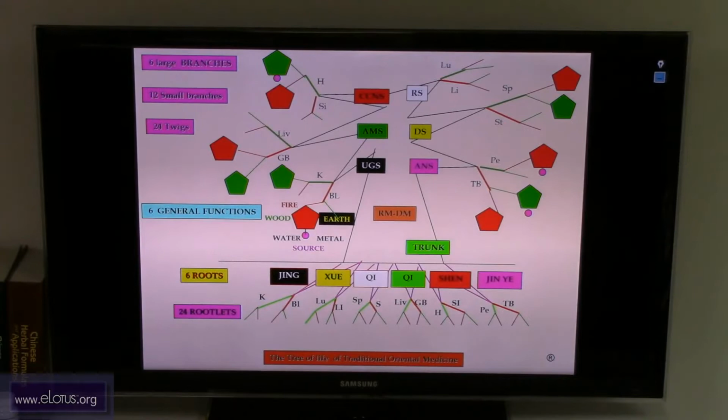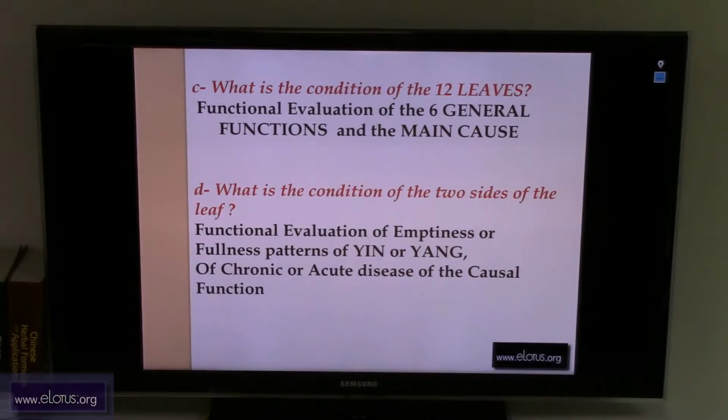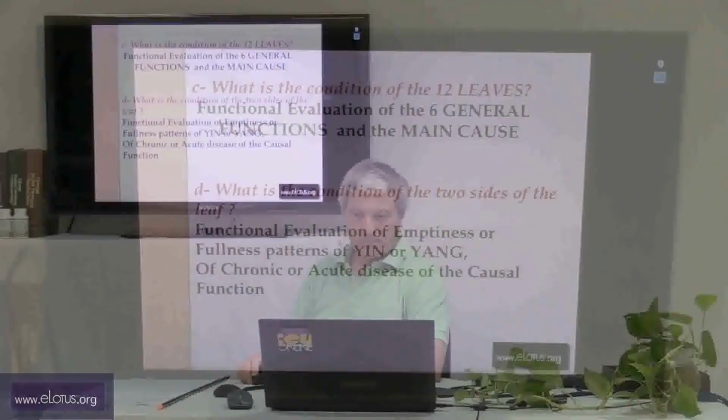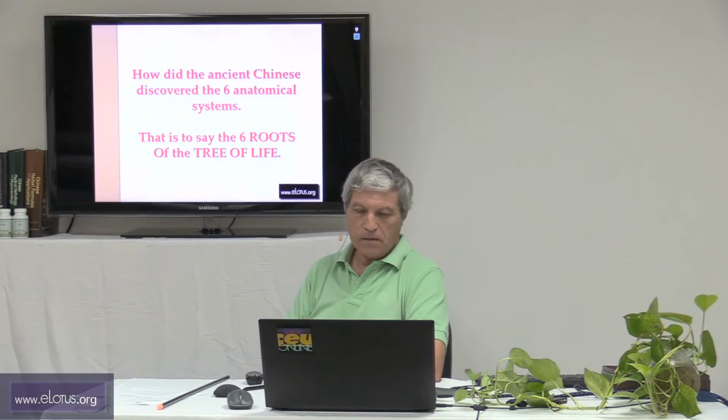Okay, well, 4 questions. After that, how did the ancient Chinese discover the 6 anatomical systems? That is to say, the 6 roots of the tree of life. Because they did not know anatomy. So how did they do it?